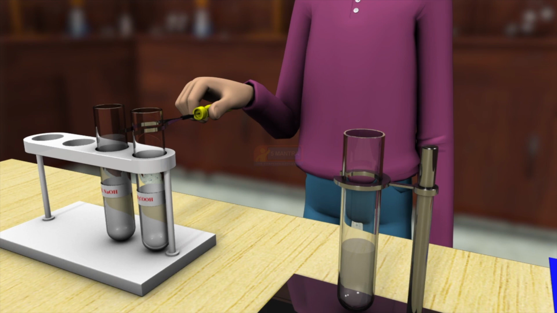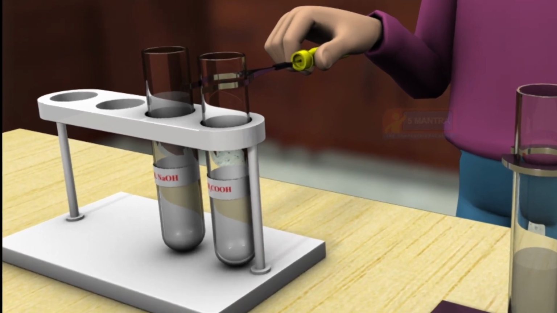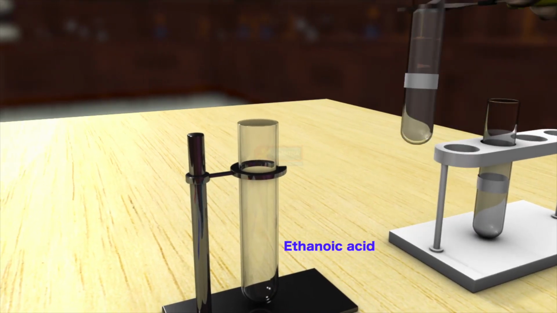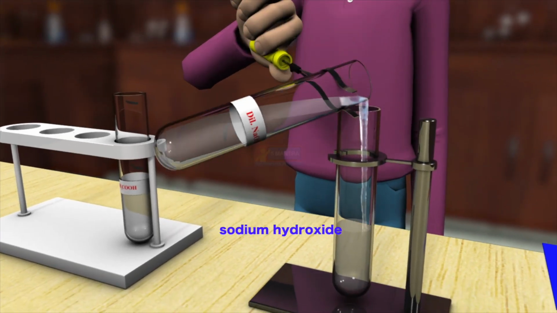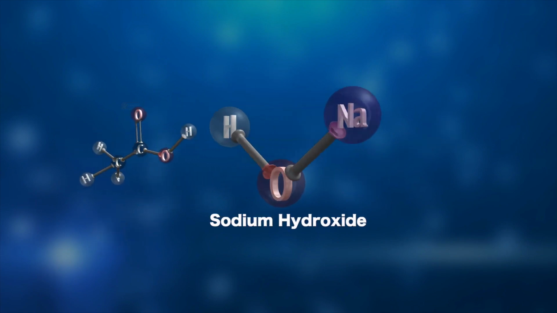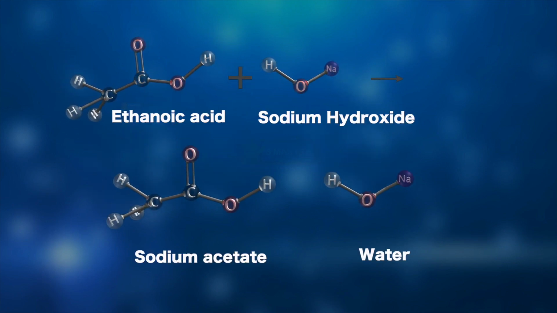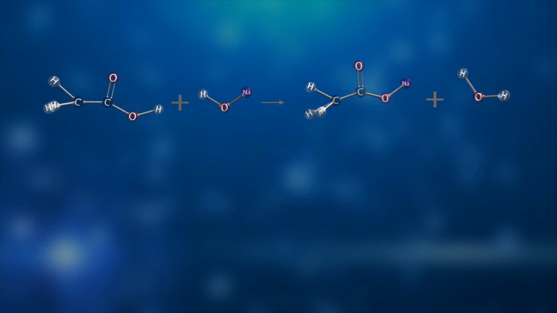Reaction with base or alkali. Take 2 test tubes containing dilute sodium hydroxide and ethanoic acid respectively. Add ethanoic acid to another test tube using tongs. Now add sodium hydroxide to it. In this activity, the following reaction takes place. Ethanoic acid reacts with sodium hydroxide, NaOH, forms sodium acetate by replacing hydrogen in the functional group COOH along with water.